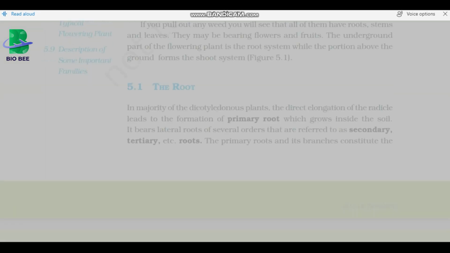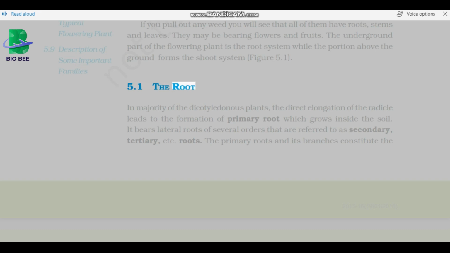If you pull out any weed, you will see that all of them have roots, stems, and leaves. They may be bearing flowers and fruits. The underground part of the flowering plant is the root system, while the portion above the ground forms the shoot system, figure 5.1.